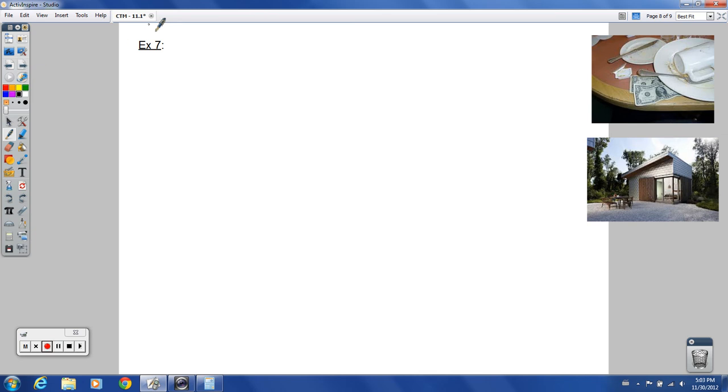Alright, let's do example 7 here. This one I'm going to break into some parts. These are related questions though. So part A, what is a 15% tip on a bill of $32.40?